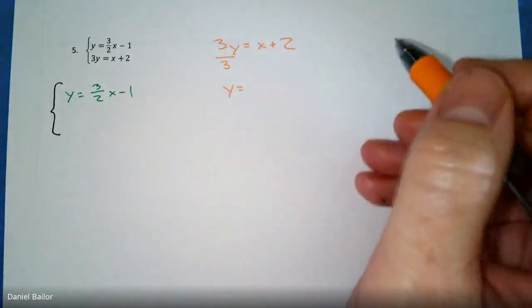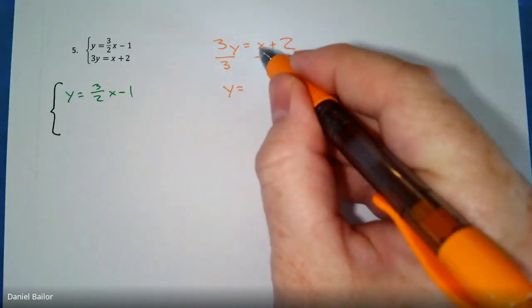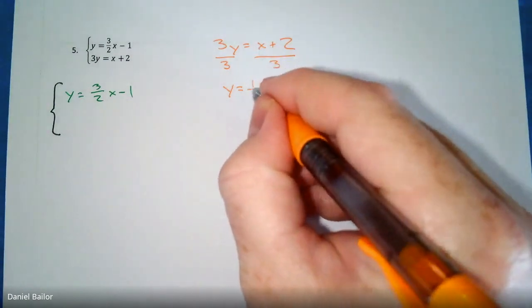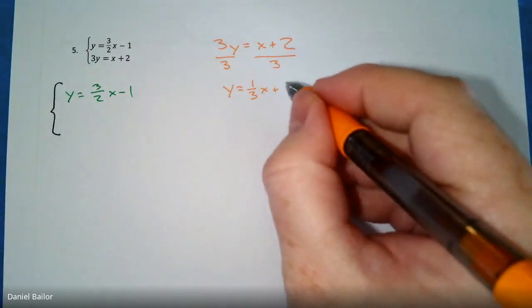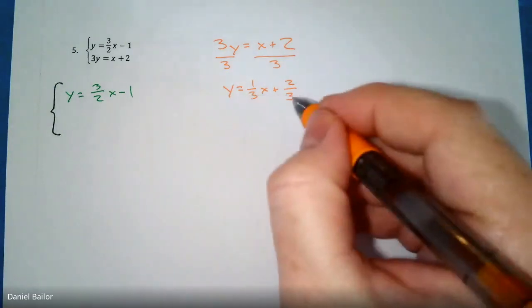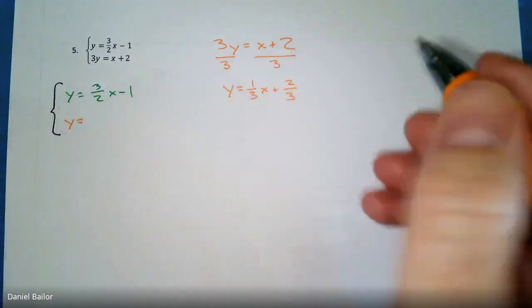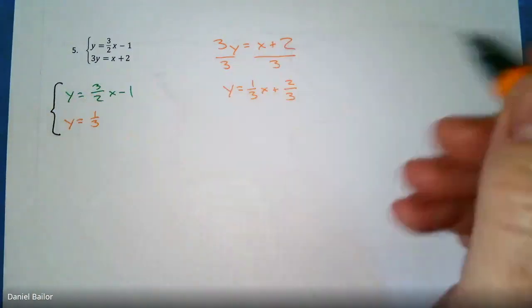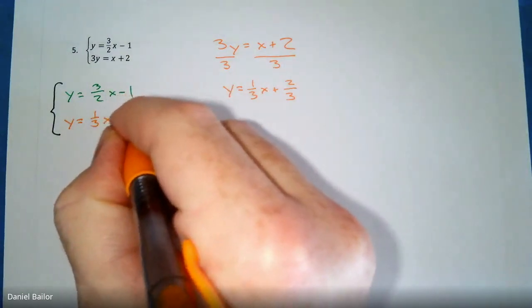But the division property of equality says I need to divide everything by 3. So 1x divided by 3 is 1/3 x, plus 2 divided by 3 is 2/3. So now that is slope-intercept form. And we're ready to do the first part, how many solutions?